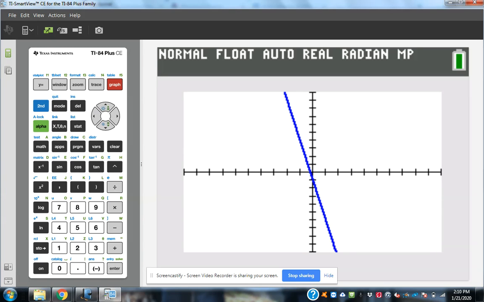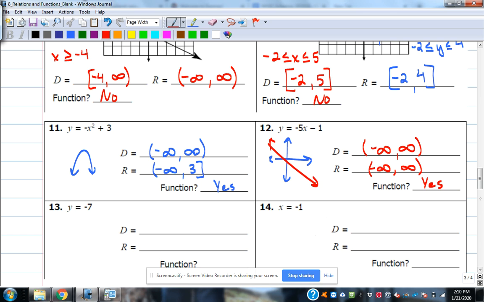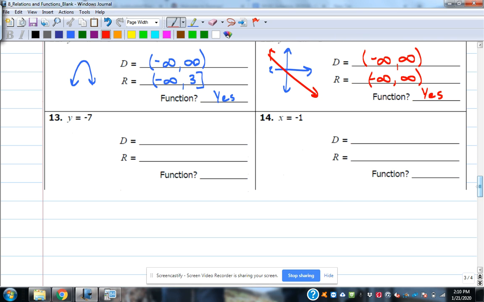Anybody else have a calculator? All right. Let's look at number 13. Almost done. This is the last two. And then it'll be homework time.